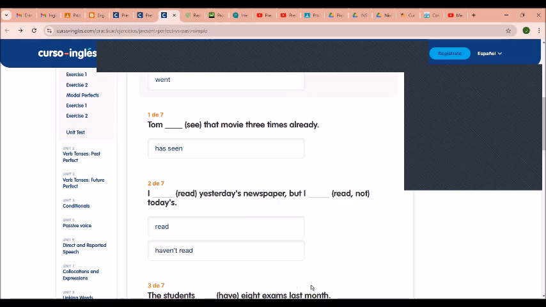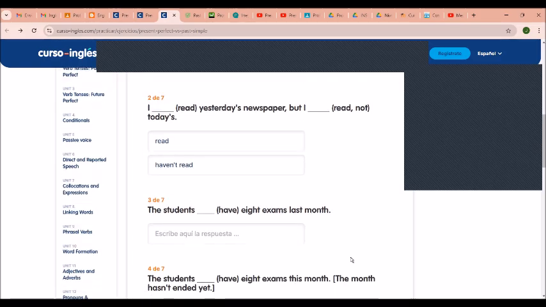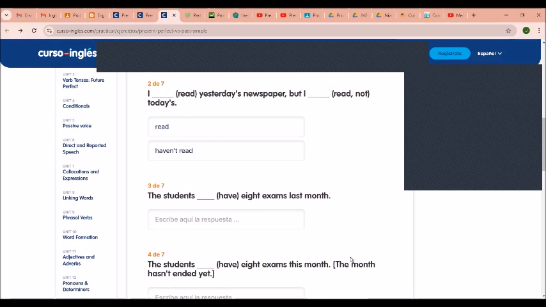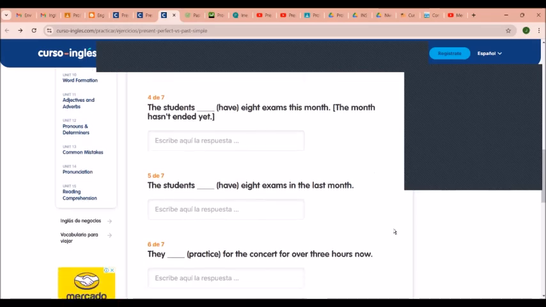Good job. Right? Eduardo. Number 3. Your time expression is last month. The students had 8 exams last month. Perfect. Because it's over and done. But what about this month? Ellen Garcia, your turn this time.